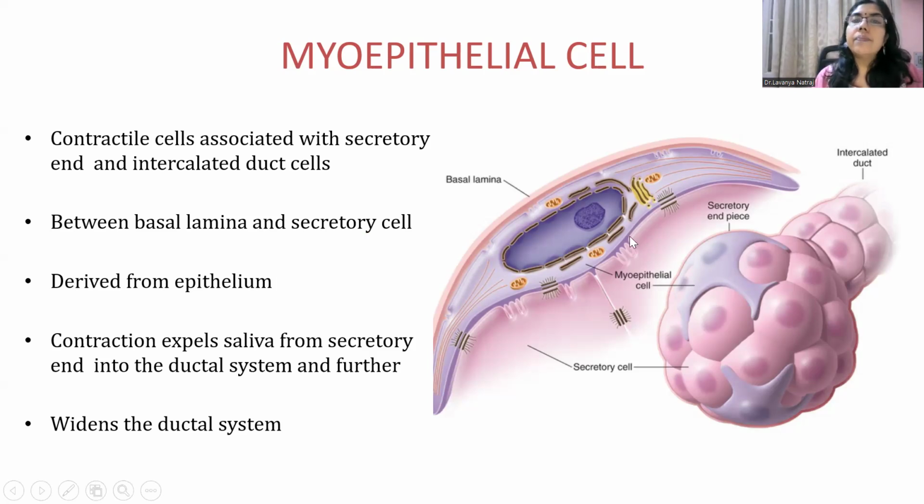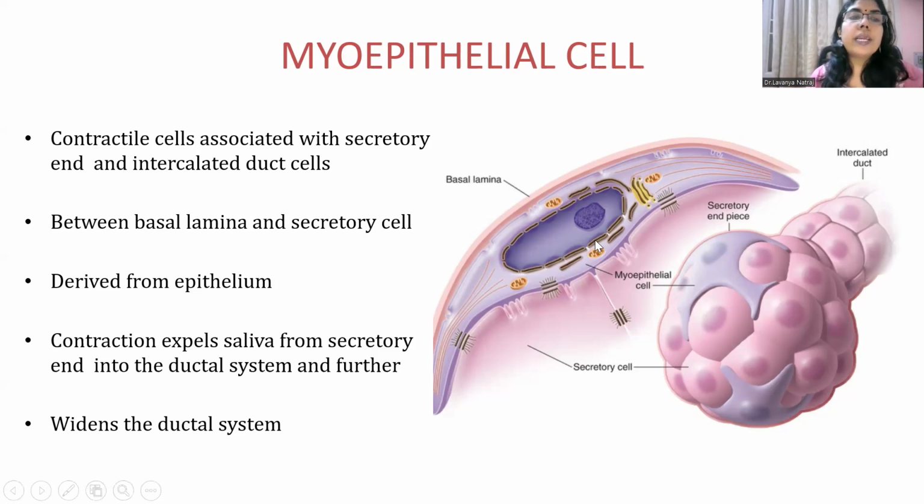Where do you see this myoepithelial cell? They are seen between the basal lamina and the secretory cell. The outer layer of the myoepithelial cell is the basal lamina, the basal lamina that separates the epithelium from the connective tissue, right? Below that you will find the connective tissue or the connective tissue septa. Between the basal lamina and the secretory end, you will find the myoepithelial cell. They are also epithelium-derived structures.